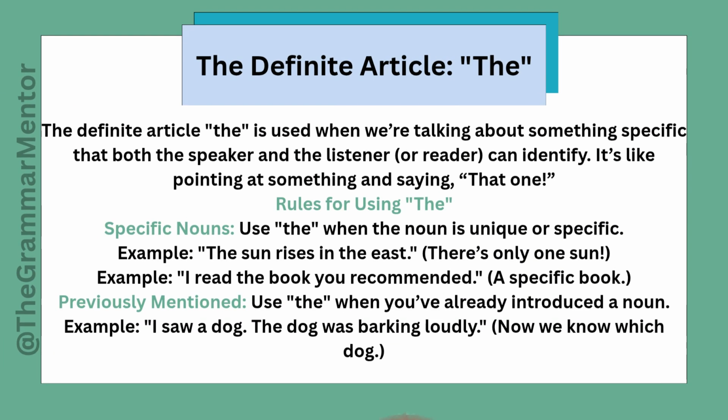The definite article. The definite article is used when we're talking about something specific that both the speaker and the listener or reader can identify. It's like pointing at something and saying, that one. Rules for using the. Specific nouns. Use the when the noun is unique or specific. Example. The sun rises in the east. There's only one sun. Example. I read the book you recommended. A specific book. Previously mentioned.